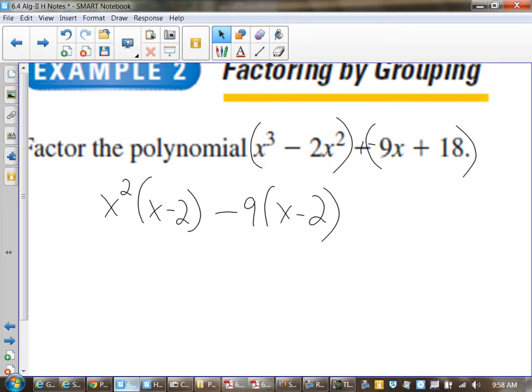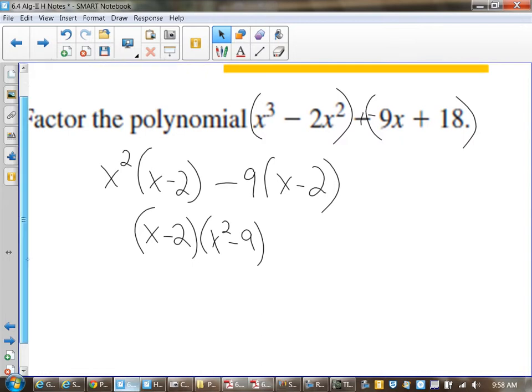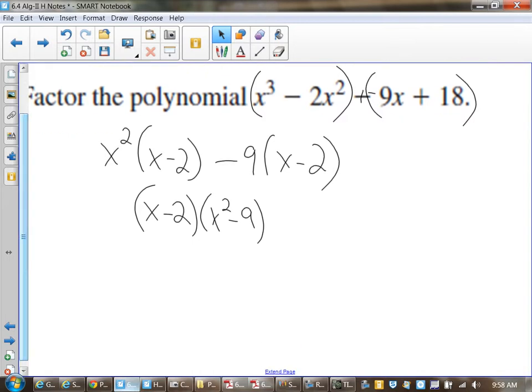Are those two things in parentheses the same thing? Yeah. All right, write it down. And what are you left with? X squared minus 9. Hey, wait a second. That's a difference of squares, isn't it? Is x squared a perfect square? Is 9 a perfect square? Is that a subtraction sign? So if I factor that completely, then I'm left with x minus 2, x minus 3, and x plus 3. And now I'm done.